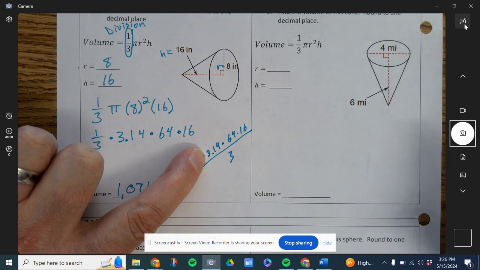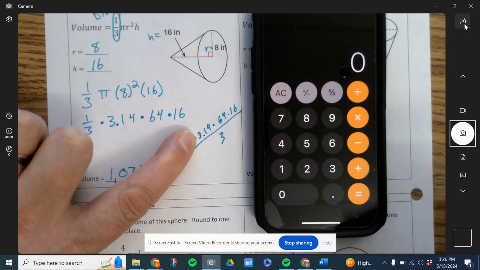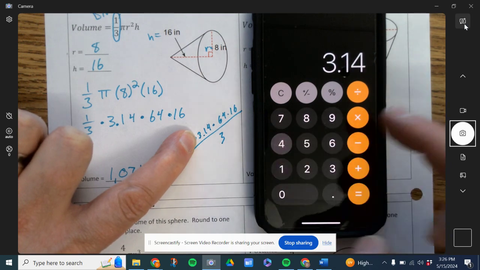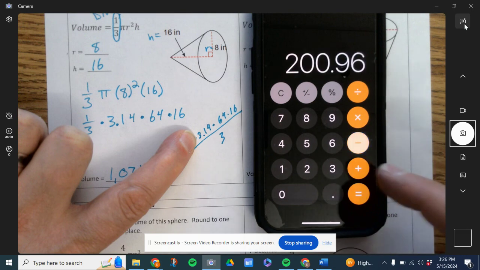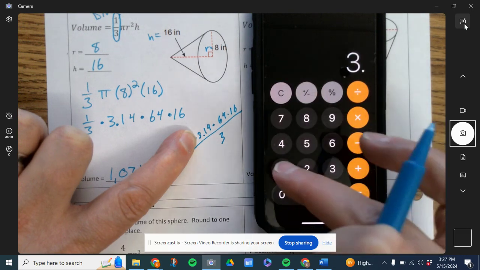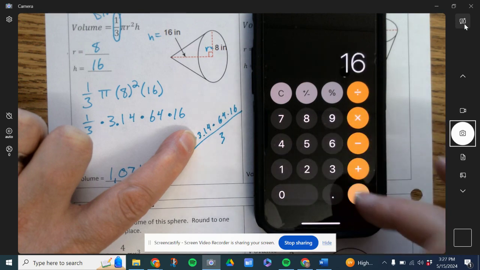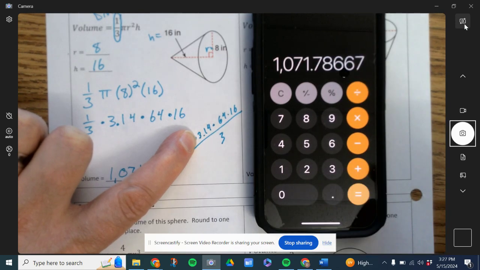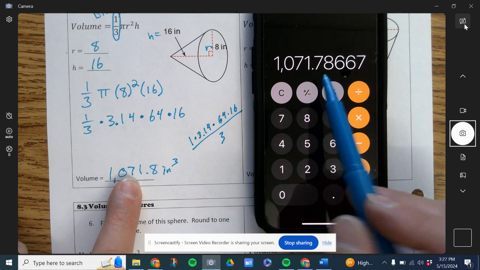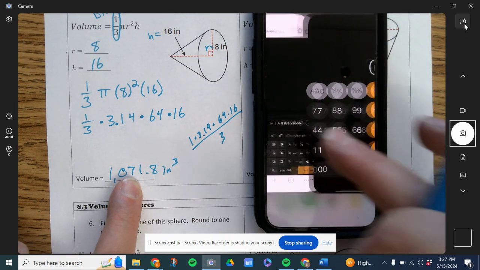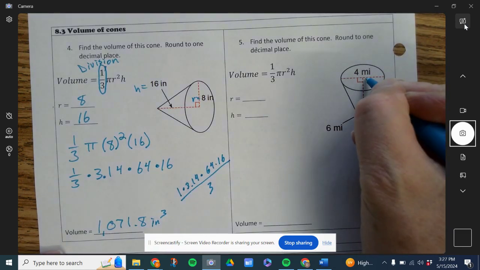That is useful if you only have access to the iPhone calculator, right? 3.14 times 64 times 16. Oops, let me start over. 3.14 times 64 times 16 divided by 3. Okay, it's the same exact answer. Just a different way to approach it using a different calculator.